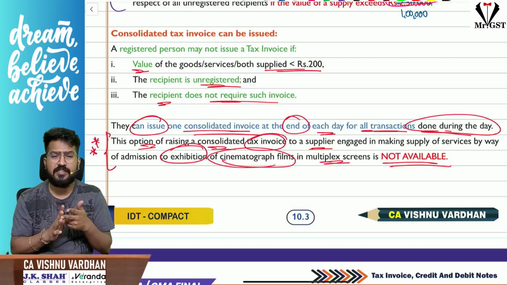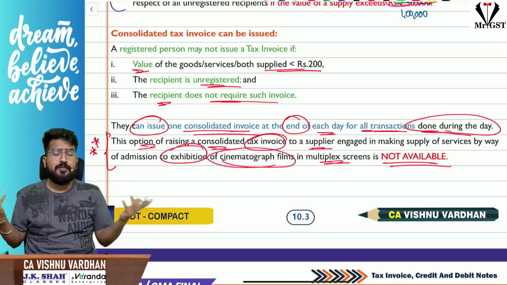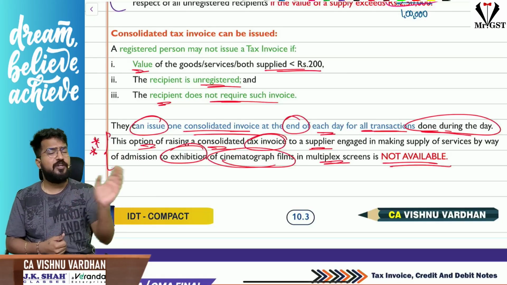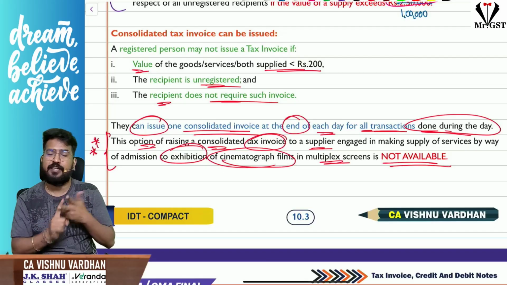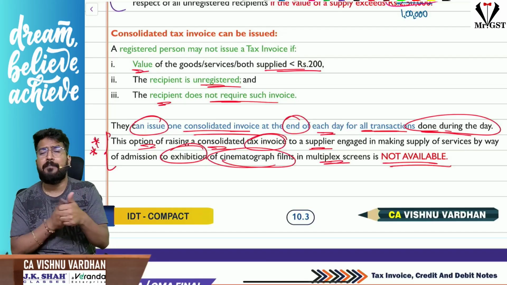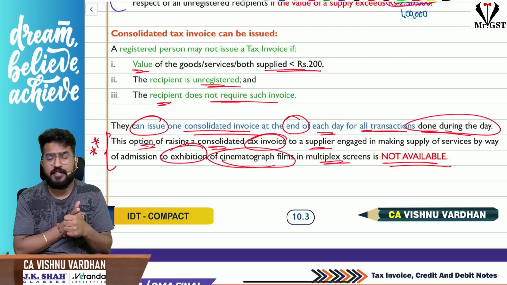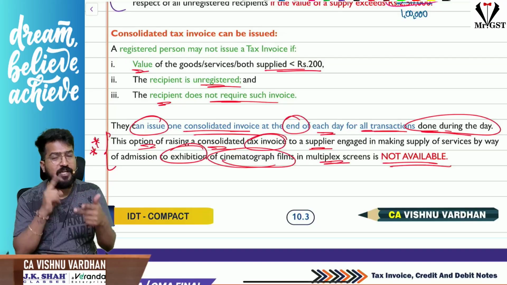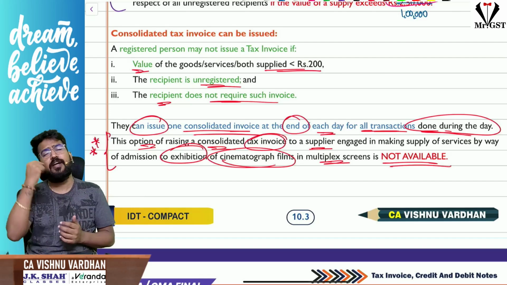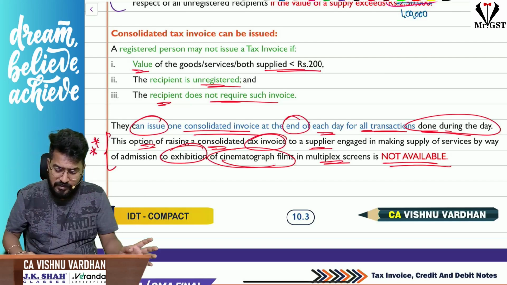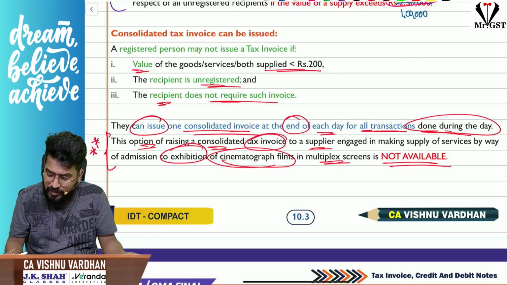If he's asking for tax invoice, you should not say no, law has given me the permission to go for consolidated tax invoice, if you want invoice, you come at night. Like that you cannot say. Customer should not be needing tax invoice. Okay, so that is the case. So number one, unregistered person. Next, value of supply less than 200, and finally he doesn't require tax invoice. For all such supplies, at the end of the day, at night, you can raise the tax invoice. That is what we call consolidated tax invoice.